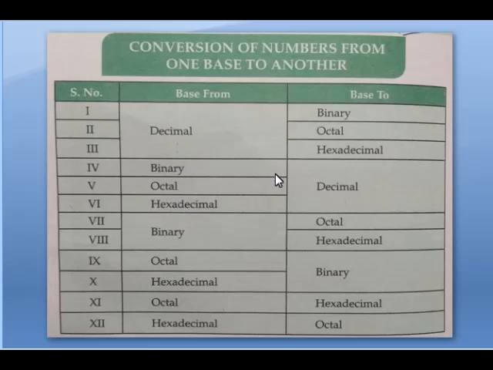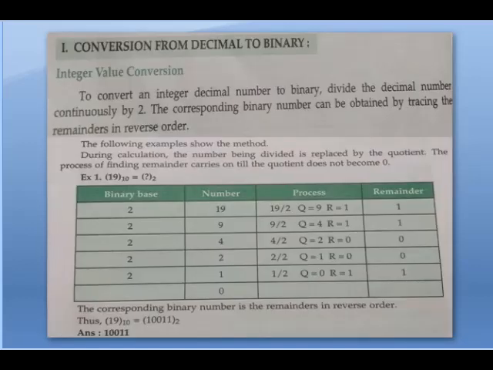Now we are going to see the conversion of numbers from one base to another base one by one. Okay. The first one is conversion from decimal to binary. How to convert a decimal number to binary? Decimal means the base is 10 and binary means the base is 2. Okay. So there is integer value conversion, and the next one is fractional value conversion. First we are going to see how to convert an integer decimal number to a binary number.